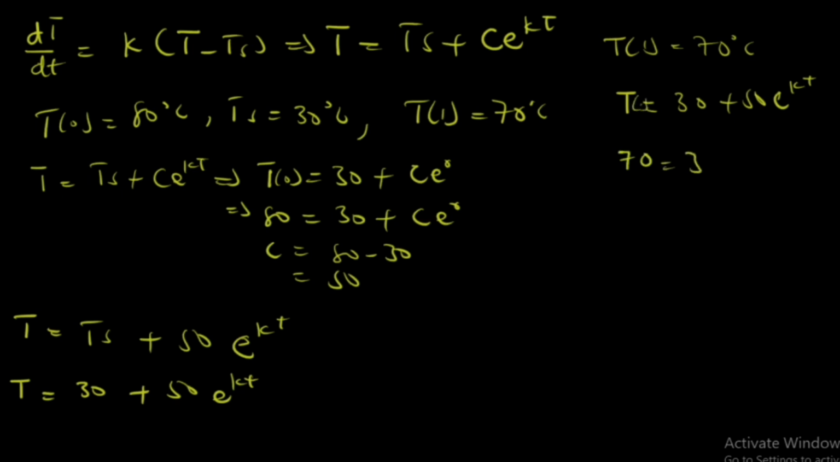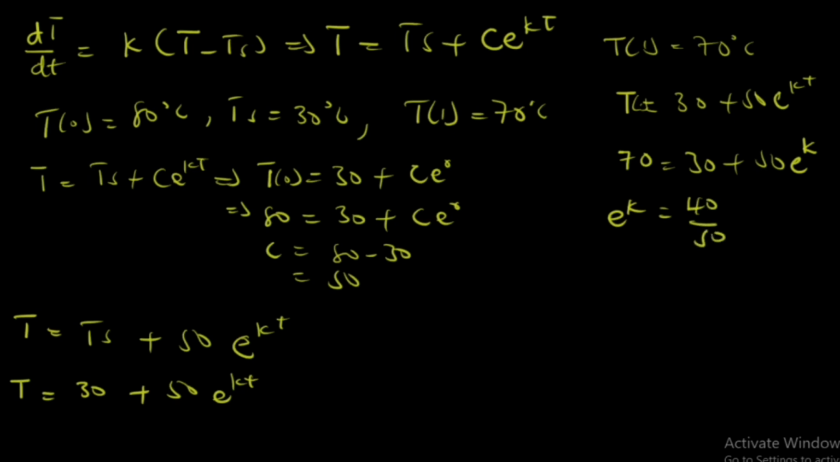70 is equal to 30 plus 50e^k. This gives you a K because it's 1 minute. We are using 1 minute, so these are additional information, and then we can find our K. Therefore, we try doing substitution. We are going to get that e^k is equal to 40 over 50.